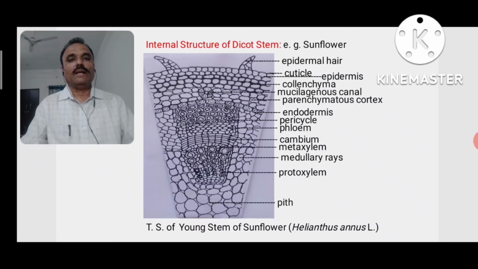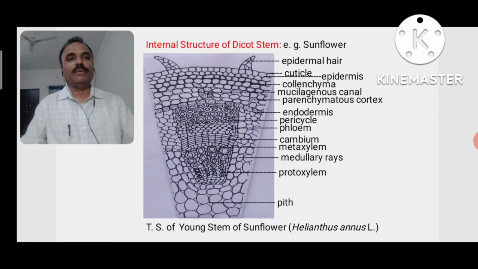Vascular bundles. A ring of conjoint, collateral, endarch and open. Phloem. It is found below the pericycle and is composed of sieve tubes, companion cells and phloem parenchyma. Phloem cells are living and they conduct the food materials.